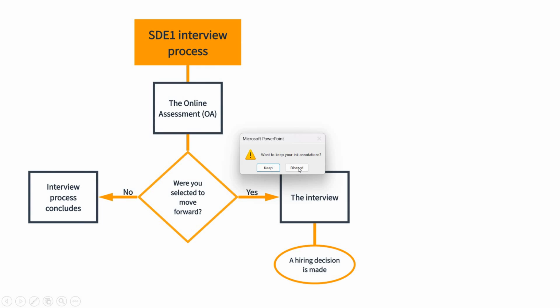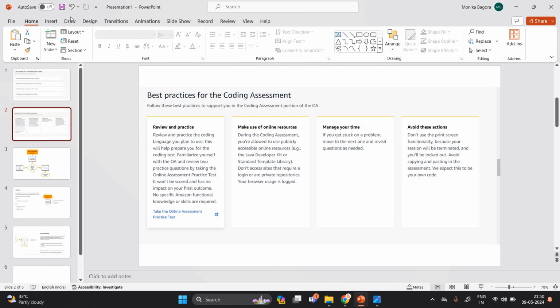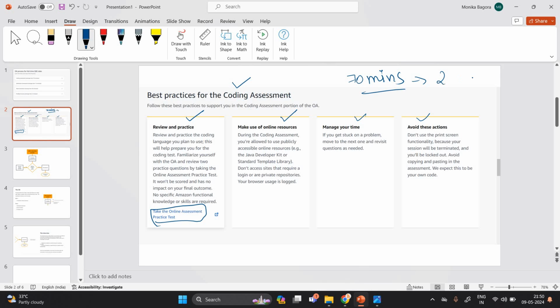In the second process, they mention the best practice for the coding assessment: review and practice, take the online assessment practice test, make use of online resources, manage your time, and avoid certain actions. The first test is 70 minutes, and 2 coding questions will be asked in the examination. So this is the first step of Amazon hiring.